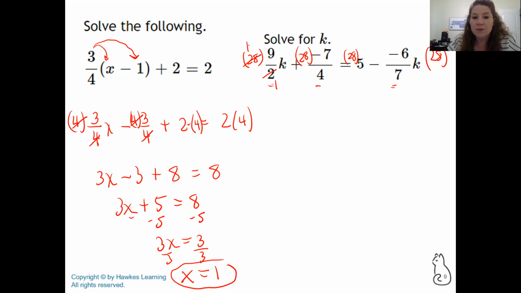28 divided by 2 is 14. 4 divided by 4 is 1. 28 divided by 4 is 7. I'm going to multiply those, and I'm going to get rid of that. 7 divided by 7 is 1. 28 divided by 7 is 4. All right, so I have 14 times 9k. 14 times 9 is 126k.